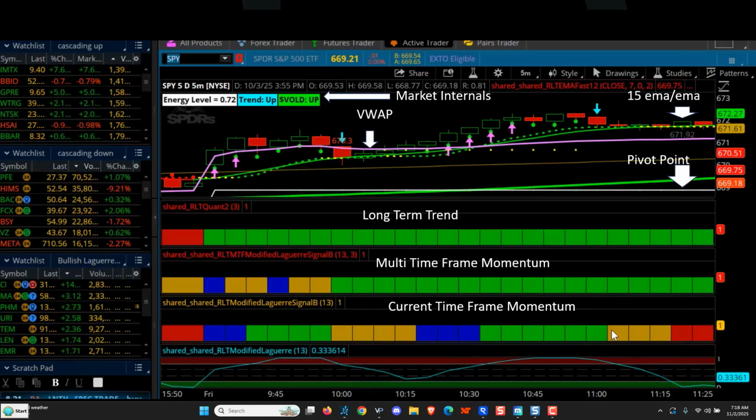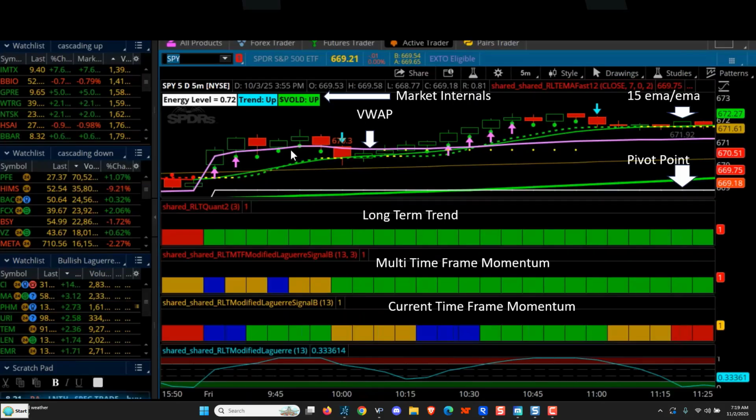If you're trading a swing trade, when you're looking at your daily chart, these 2 indicators need to be aligned. They both need to be green or blue for long, red and yellow for short. Right? So if this was a daily chart, you couldn't take this stock long or short because it doesn't align. This is the long-term trend. Same colors.